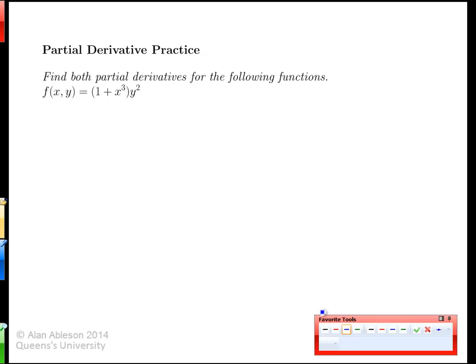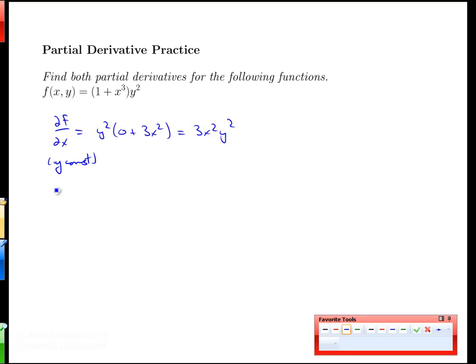All right, let's get some more practice with partial derivatives. Find both partial derivatives for the following functions. So first, x derivative. Again, treat y as a constant. The x is the only variable. The y squared could be a constant out front, multiplying the entire thing. The derivative of this would be 0 plus 3x squared, and it couldn't hurt to simplify that: 3x squared times y squared.